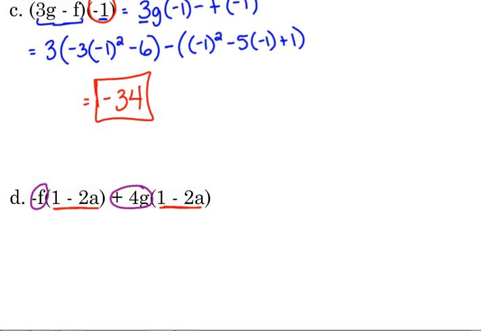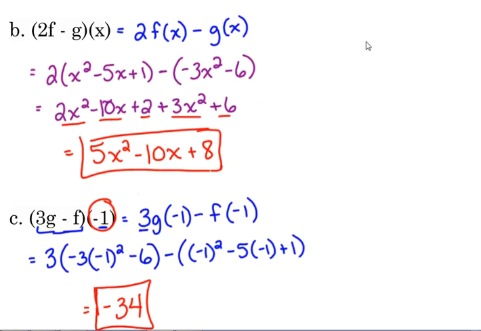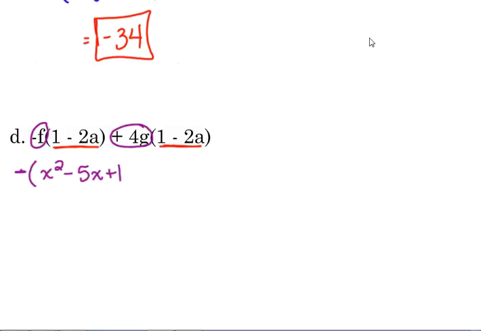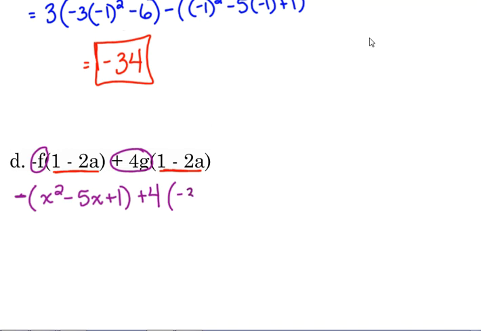All right, so our combination is negative f. So I've got negative my f function. So that was x squared minus 5x plus 1. Do that right? Yeah, x squared minus 5x plus 1. Okay. Plus 4 times my g function, which was negative 3x minus 6.